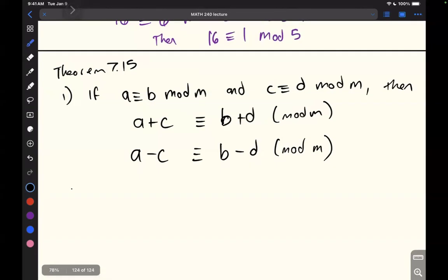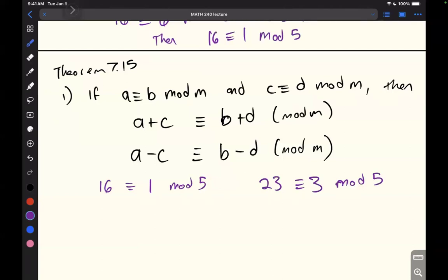So let's see. So let's choose 16, and 16 is congruent to 1 mod 5. And let's choose 23, is congruent to 3 mod 5. And then if we wanted to know, let's swap them around. 23 plus 16, 23 minus 16.